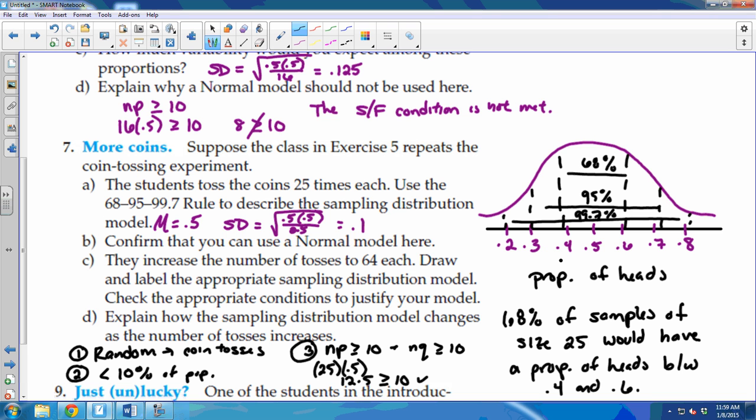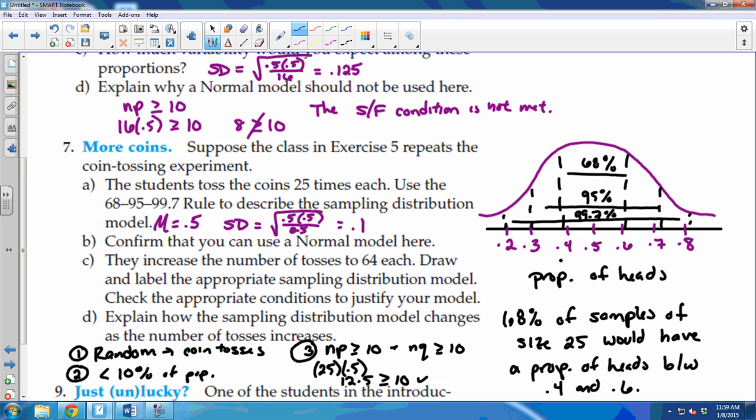Smaller, right? When we had 16 coins, it was 0.125. When we had 25 coins, it was 0.1. When we do it again, it's going to get smaller. It's 0.0625. Okay? Which makes sense. We saw that yesterday. As you increase the sample size, your histogram gets closer together. Your spread is less, right? Your standard deviation is smaller.